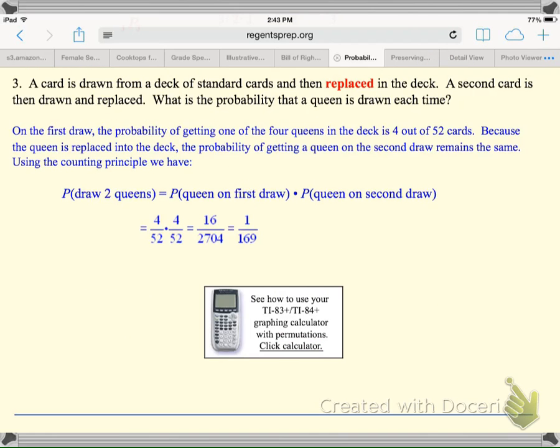Number 3, a card is drawn from a deck of standard cards and then replaced in the deck. A second card is then drawn and replaced. What is the probability that a queen is drawn each time?